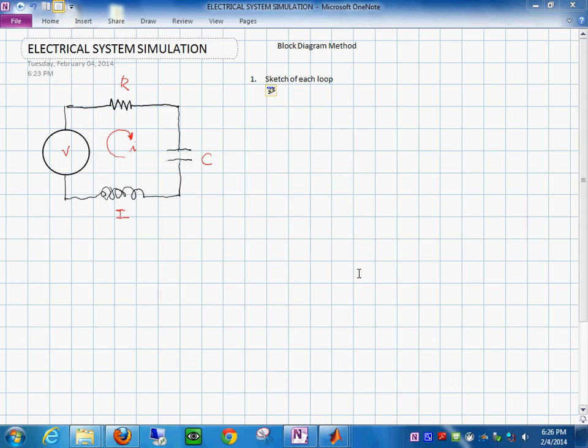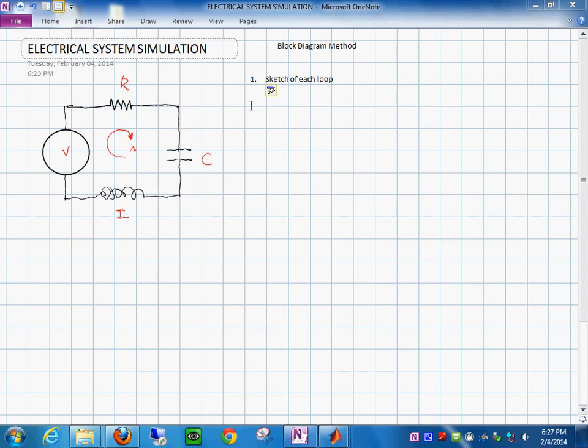We have in front of us this electrical system simulation that we propose. Simple one loop system in here. We are going to do the simulation using the block diagram method, which means from this sketch of each loop, or in this case of this one loop, we need to apply Kirchhoff's law.